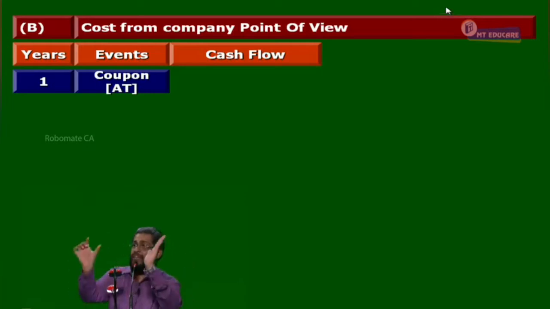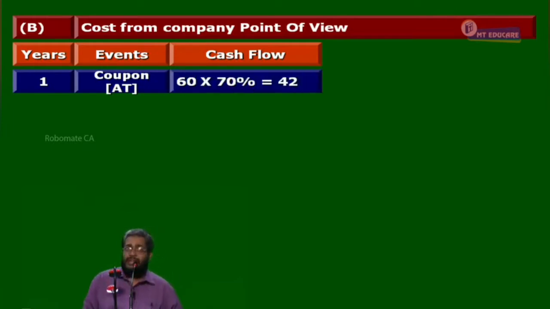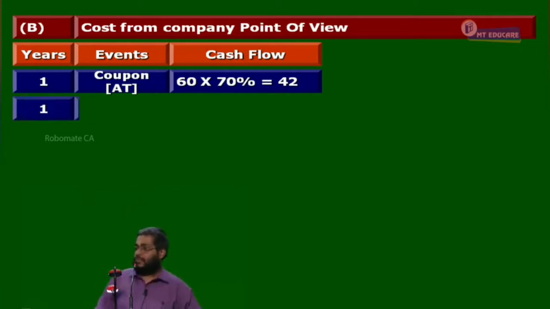Any number, if I multiply by 1 minus t, I'll be getting what? After tax. And an after-tax number, if I divide by 1 minus t, I'll be getting the before-tax number. Everybody, yes or no? So it is going to be 60 into 70%, because out of 100 rupees cash, 30 goes for tax and the balance is 70%. 42 only is the payment for the company. Company's expense is only 42. Can I proceed?